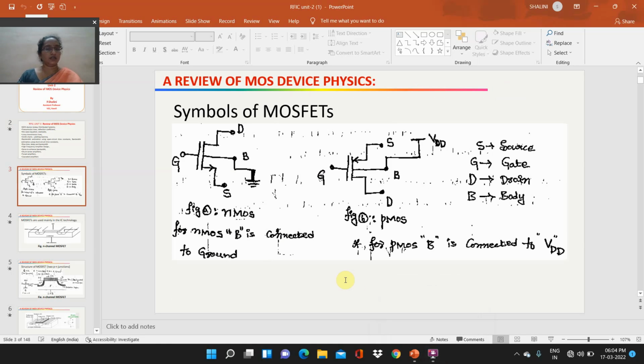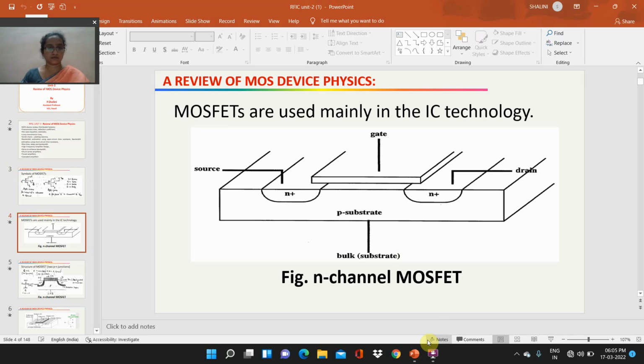Here we have the NMOSFET symbol and the PMOSFET symbol. The NMOSFET symbol is like this and the PMOSFET symbol is like this. In NMOS, B is connected to ground, and in PMOS, B is connected to VDD. So here are the two symbols of the MOSFETs.